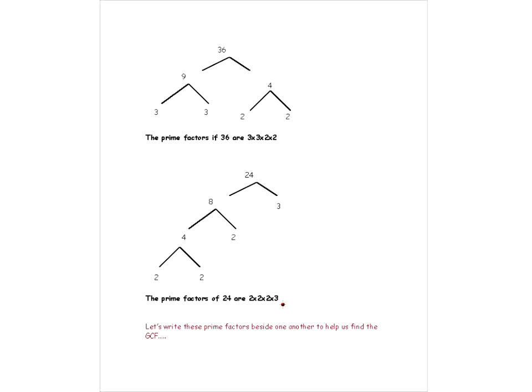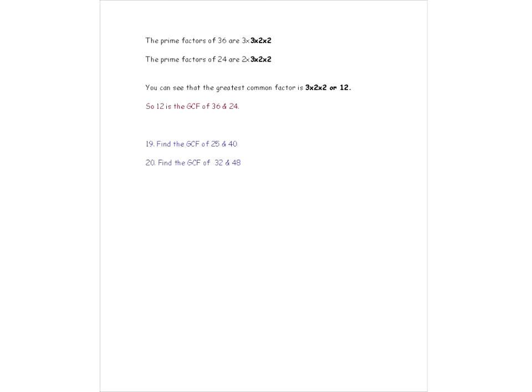Now what we do, to find the greatest common factor between 24 and 36, we need to write the prime factors beside one another. I'm just going to underline that. Write them beside one another, the prime factors. That's going to help us find the greatest common factor. Okay, so we do that. We write the prime factors beside one another right here.